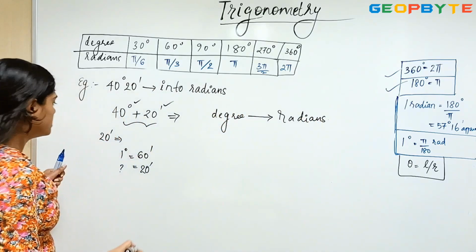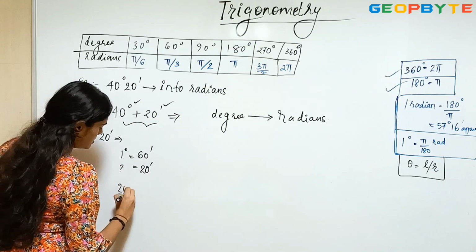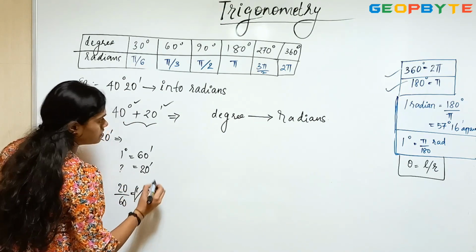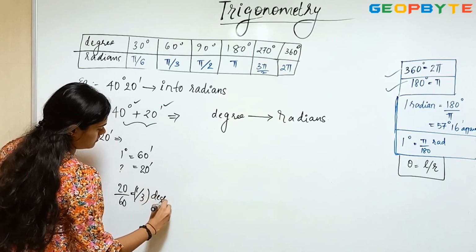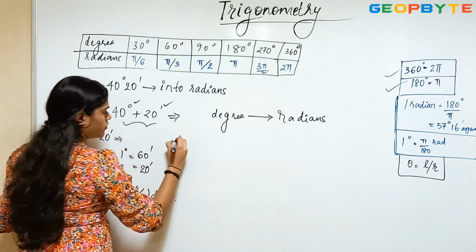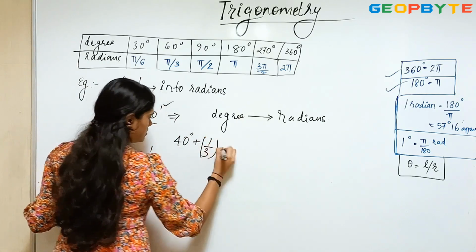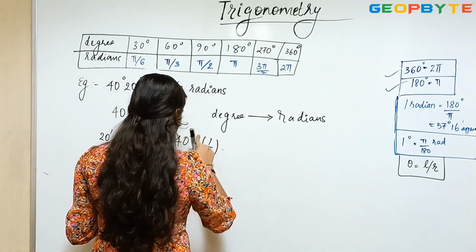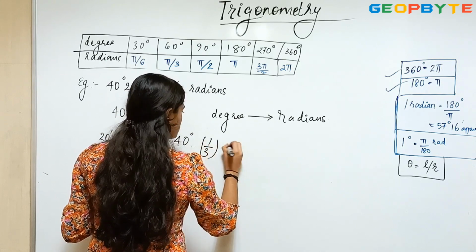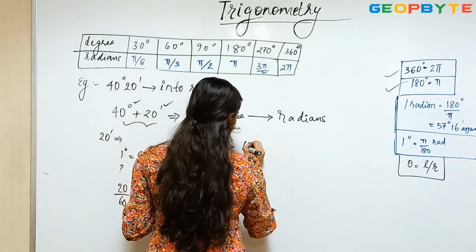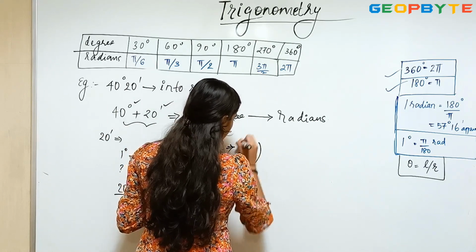Okay. So what would this be? This will be 20 by 60. That will be 1 by 3 degree. So 40 degree plus 1 by 3. 40 into 1 by 3, so what would it be? 40 times 3 is 120, plus 1, so 121 by 3 degree.